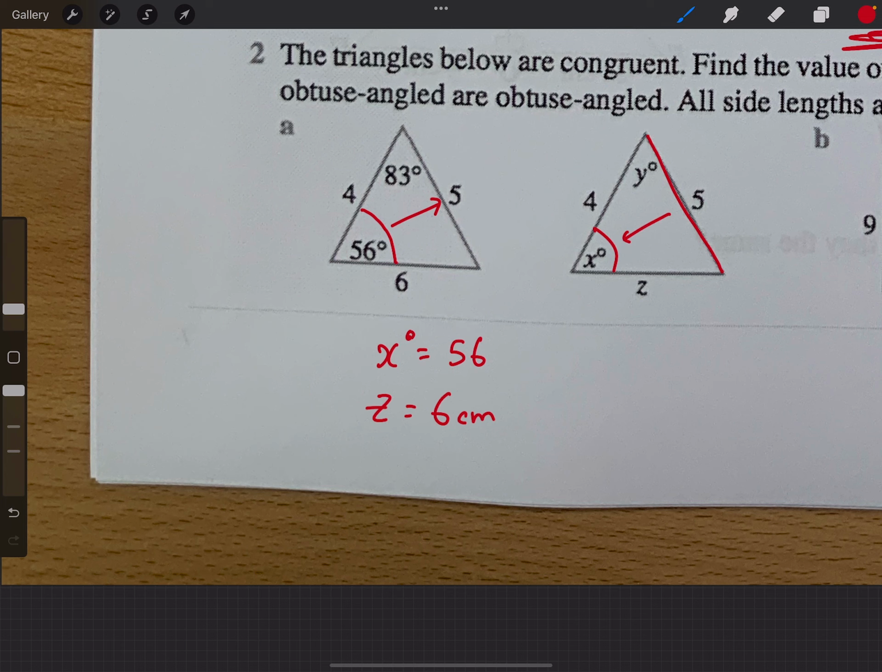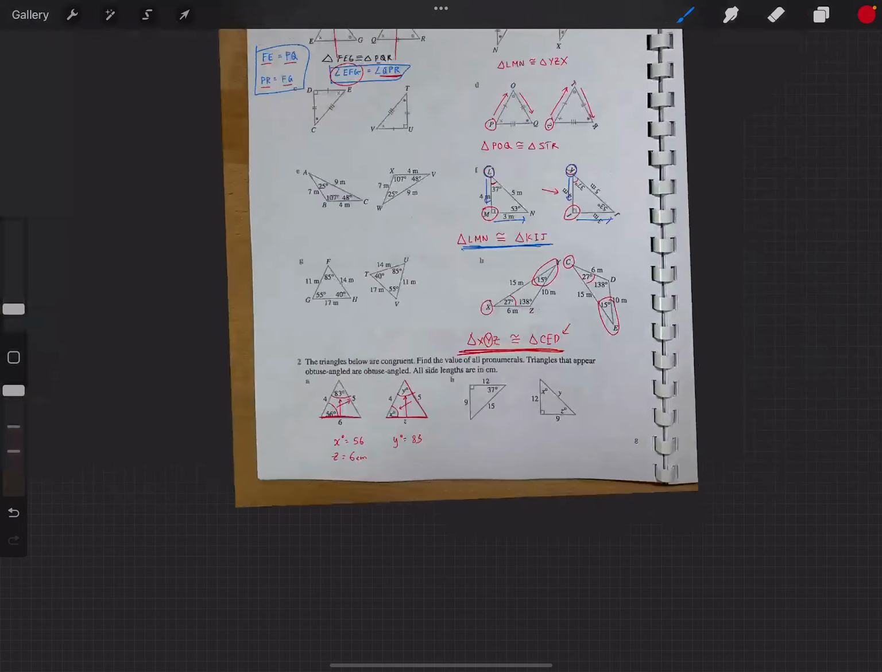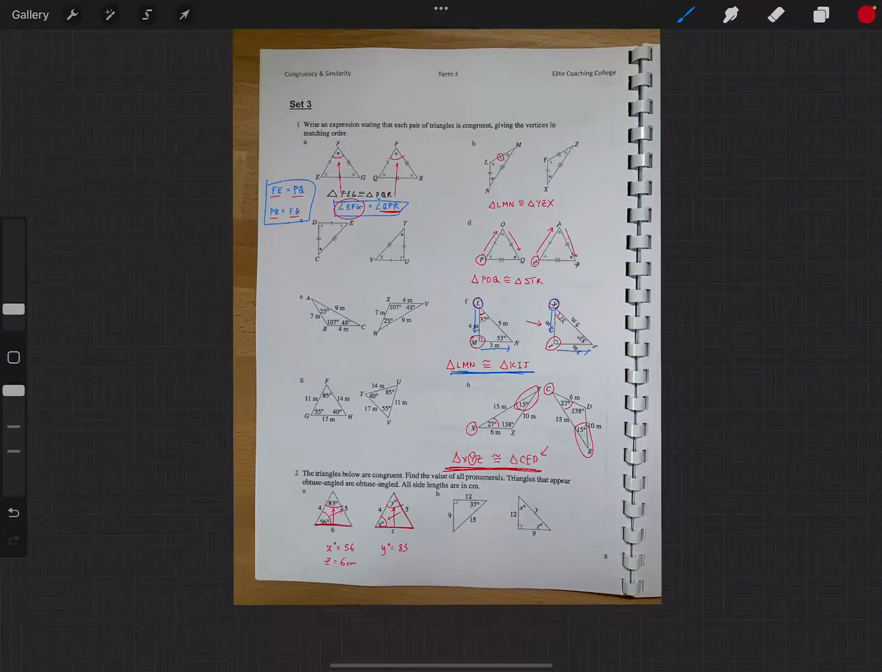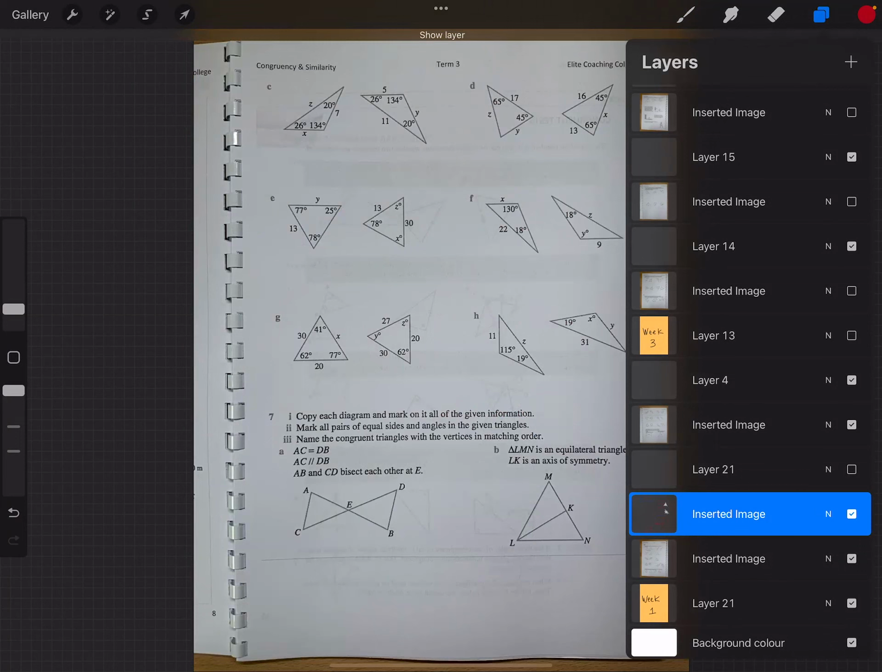And obviously if this is length 6 and this is length 6, then the opposite angle to this length is the same. So that means that Y degrees is equal to 83. The second one I'll let you do on your own. Let's go to page 2.